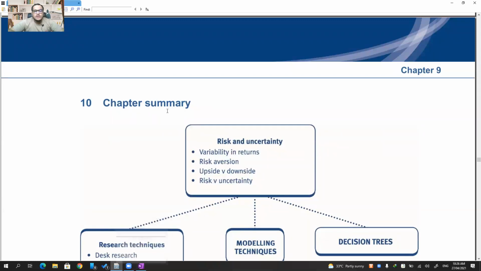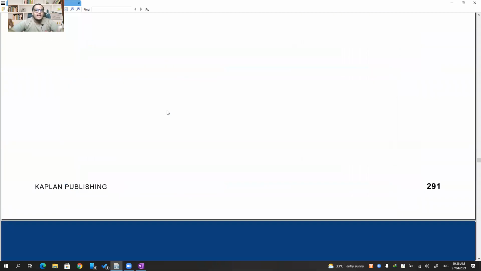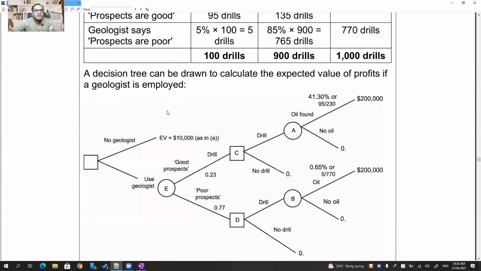Now the thing is, sir, who gives us all these predictions and probabilities and all that stuff? That's how you find out. That's all the information that we find out from the market.